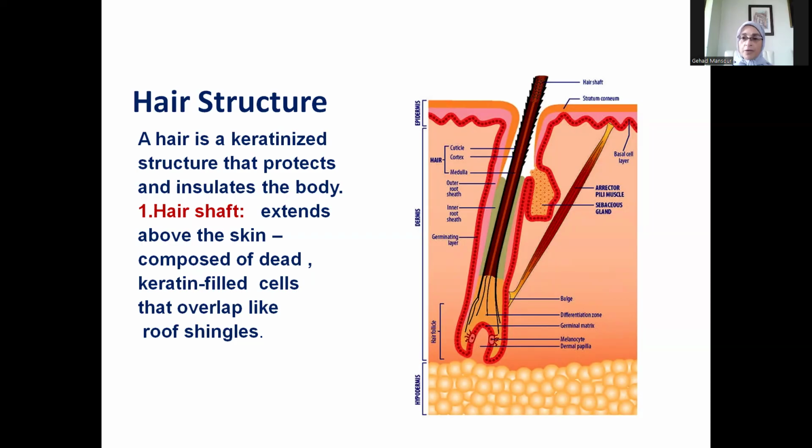What's the function of the erector pili muscle? As its name indicates, the erector pili muscle erects the hair or causes erection of the hair. What is erection? This means that the hair would stand perpendicular to the surface of the skin. What's the importance or the significance of this for animals, for example?